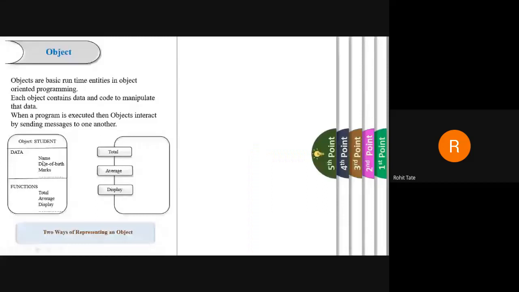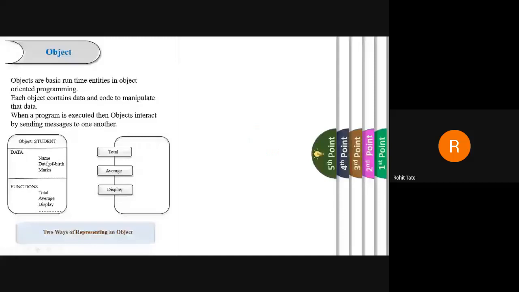Now, there are two ways for representing an object. In the first diagram, you can see I have taken one example. The object name is student, and the data is name of the student, date of birth, marks, etc. And functions which operate on that data: total, average, display, etc. Means the object student consists of this data and this code which operate on this data. And the entire entity is known as object student.